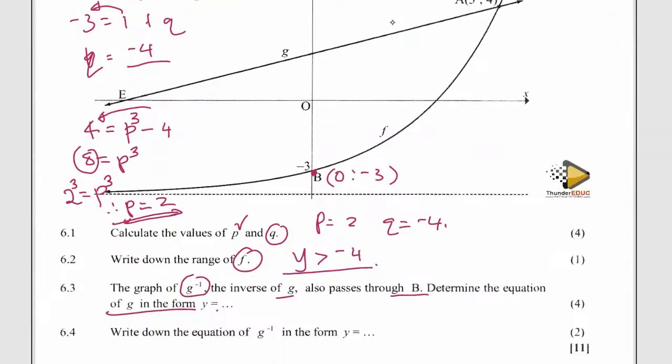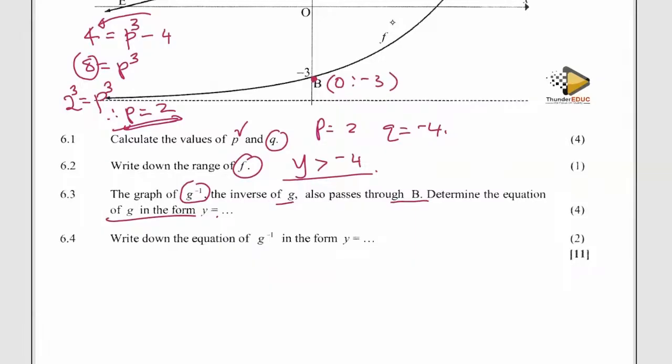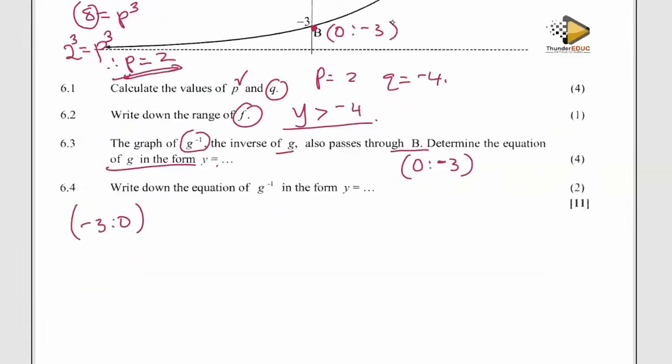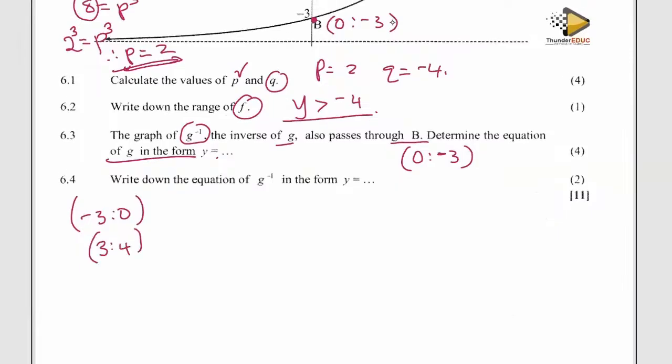Okay, so let's get this straight. If (0, -3) is for the inverse, meaning the original graph must pass through (-3, 0). And g is also passing through (3, 4). So let's get the equation, which will be y = mx + c, where m is the gradient, which is change in y over change in x. So I'll say (4 - 0) over (3 - (-3)). So that is 4 over 6, which is 2 over 3.